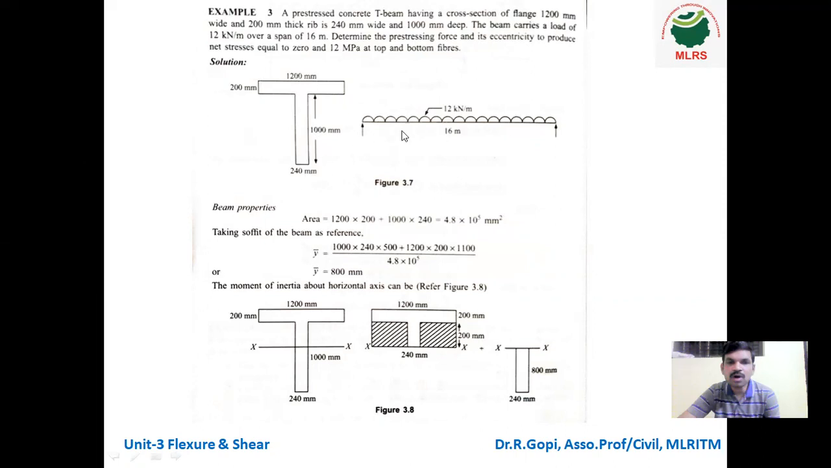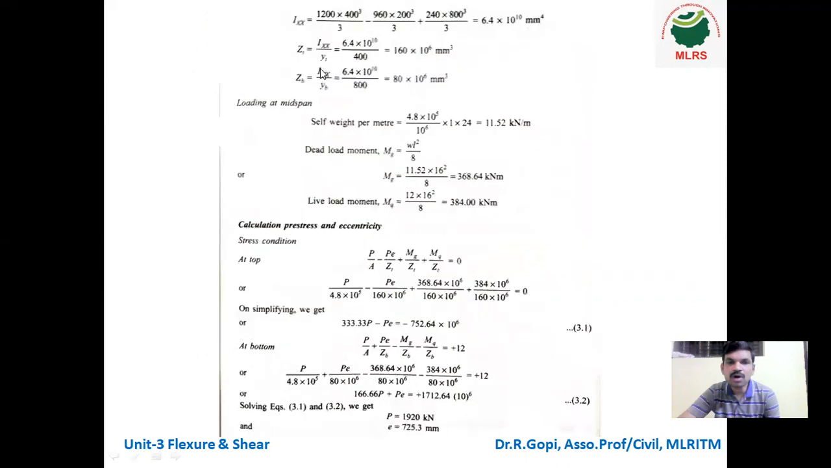Okay, so there is a UDL acting. It is 12 kilonewton per meter. The length of the beam is 16 meter. So for the beam properties, first calculate the area of the section. Since it is an unsymmetrical section, in the y-axis it is symmetrical, but about the x-axis it is unsymmetrical. So we need to calculate the Z value.